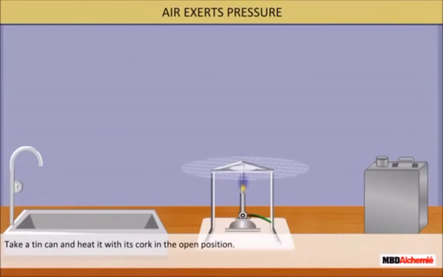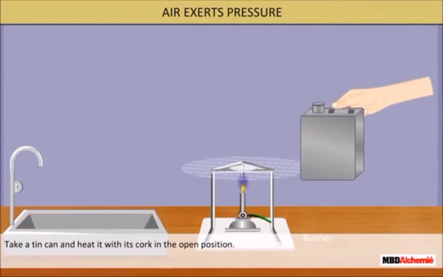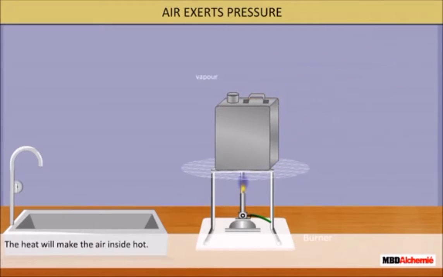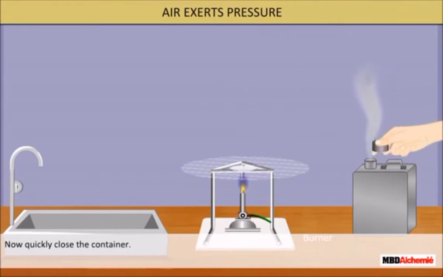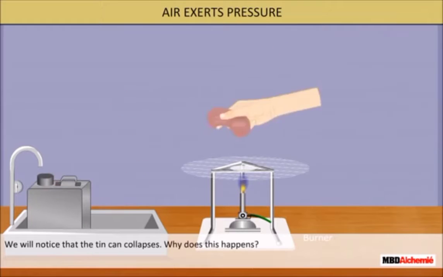Take a tin can and heat it with its cork in the open position. The heat will make the air inside hot. The hot air will leave the container. Now, quickly close the container. We will notice that the tin can collapses.